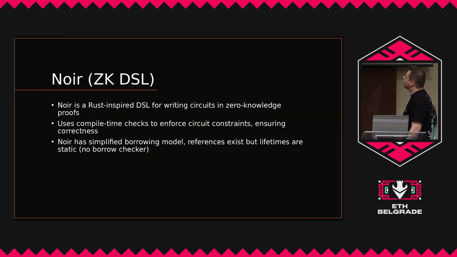Next is Noir. Noir is a Rust-inspired DSL for writing circuits in zero-knowledge proofs. It's developed by Aztec. It uses compile time checks to enforce circuit constraints. We have a simplified borrowing model. References exist, but lifetimes are static. So there is no borrow checker.